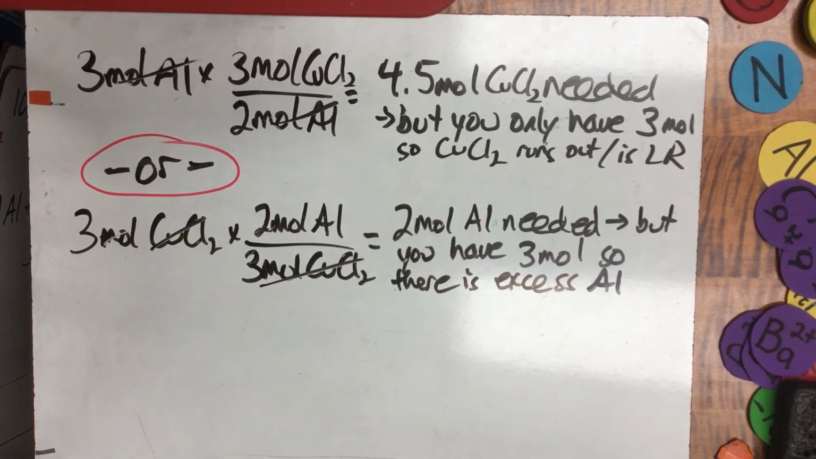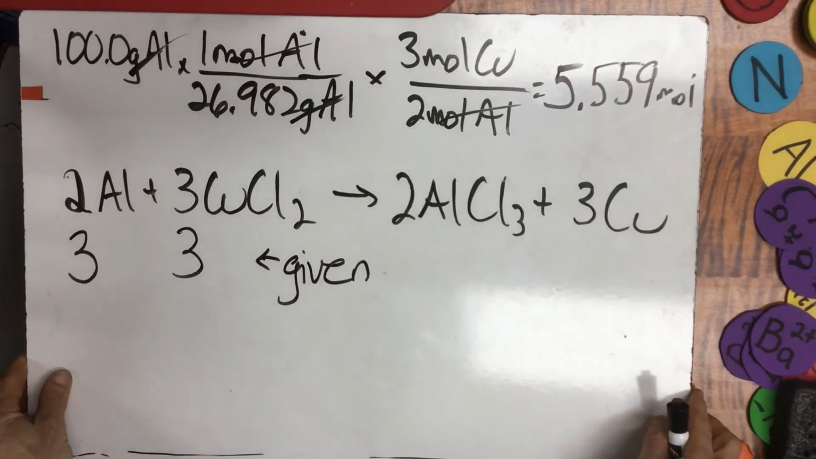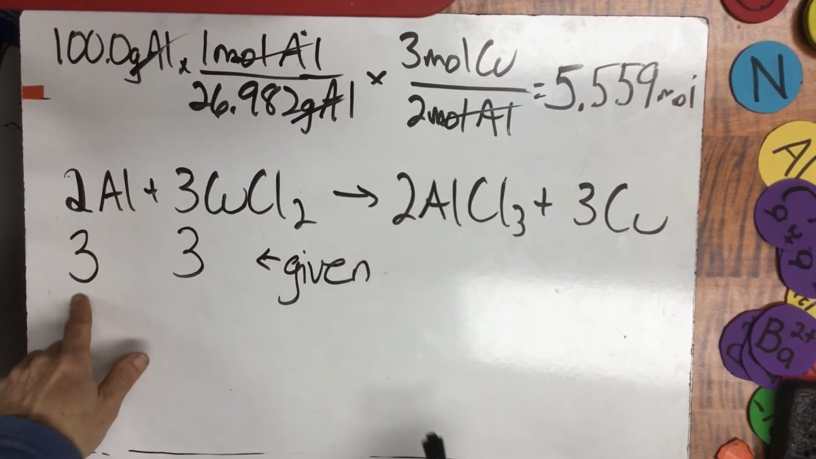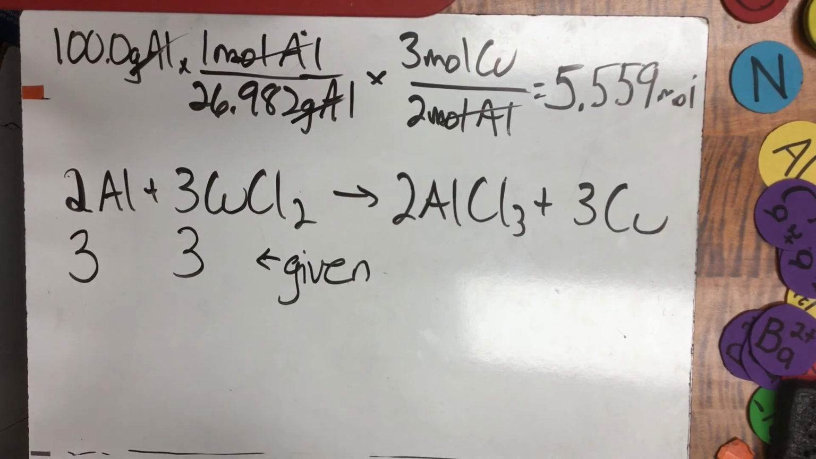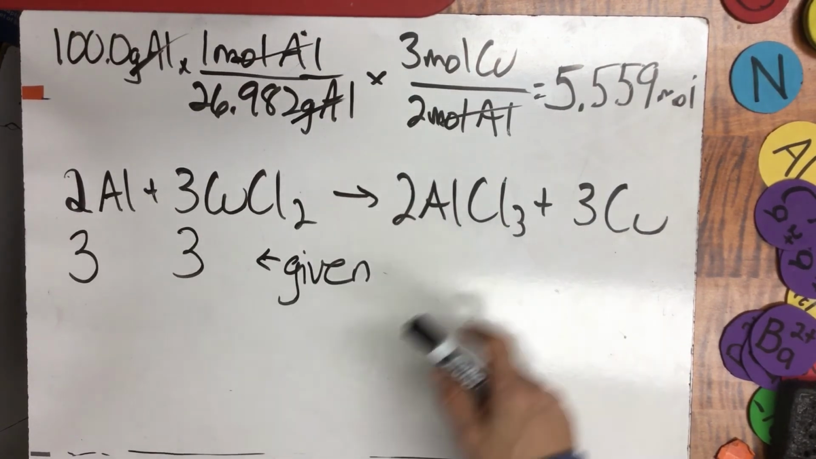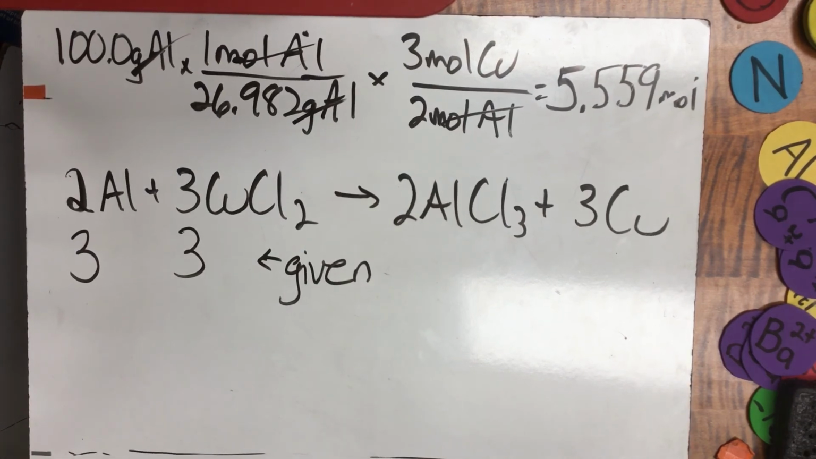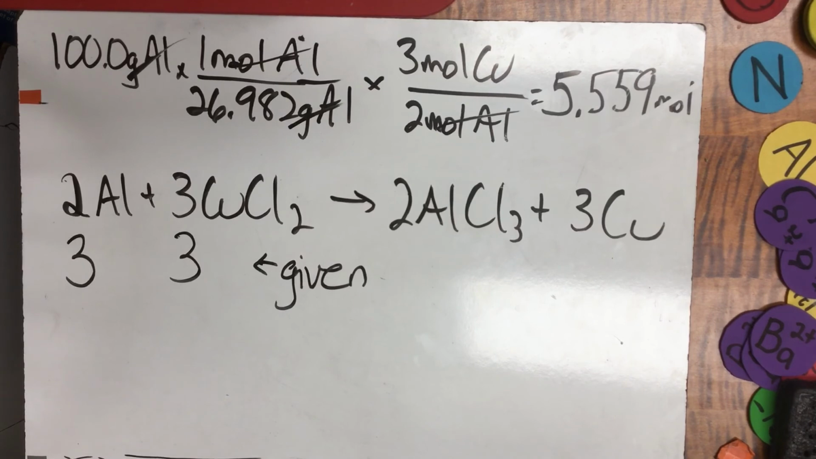One last comment. There were some people that calculated amounts of product, and I'm not going to actually show that out, but you could calculate either the amount of aluminum chloride made from 3 moles of this and 3 moles of this, or the amount of copper made from 3 moles of this and 3 moles of this. And the limiting reagent is the one that produces the least. Again, you have to use the words to explain that. Some of you did the calculations and just pointed to the limiting reagent, but without the words there, you probably lost half a point.